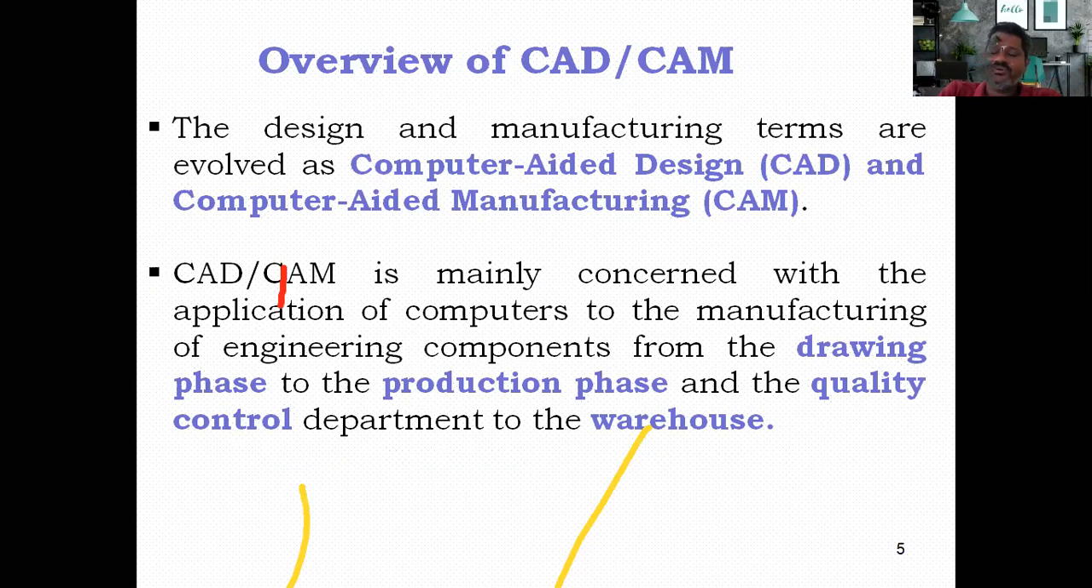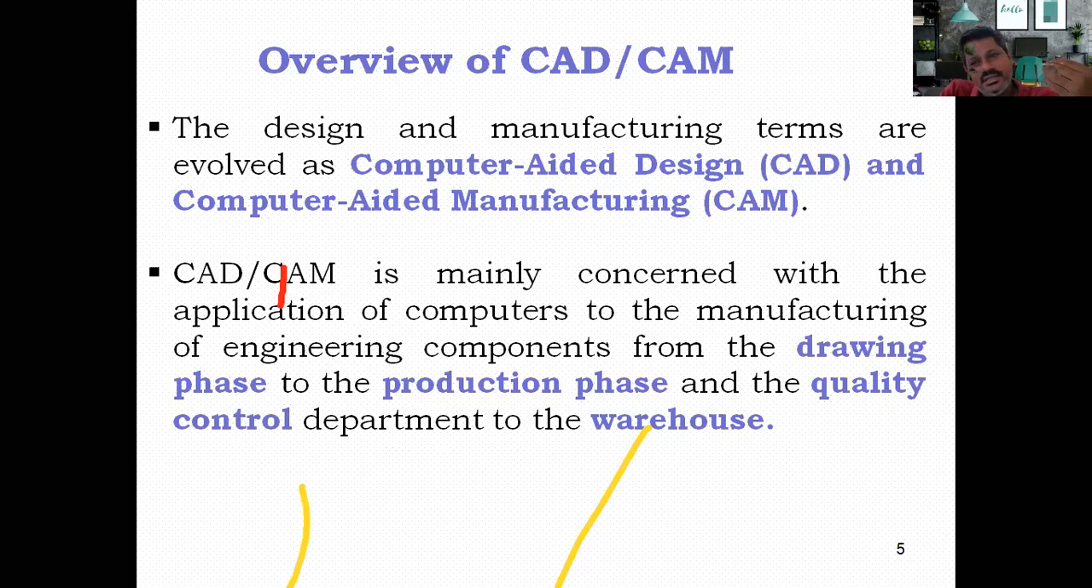As I said just now, it is necessary to assist all the activities of the industry with computing machines or computers. If the design stage is assisted with the computer, then it is termed computer-aided design. If the manufacturing stage is assisted with the computer, then it is called computer-aided manufacturing. You might get a doubt in what way the computer is useful in manufacturing, right?